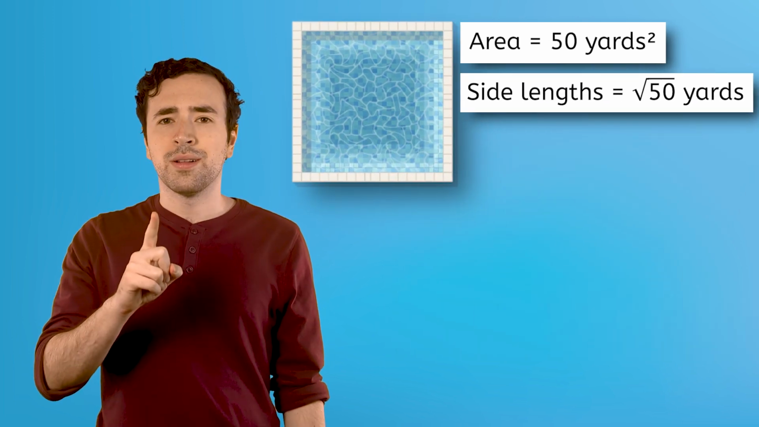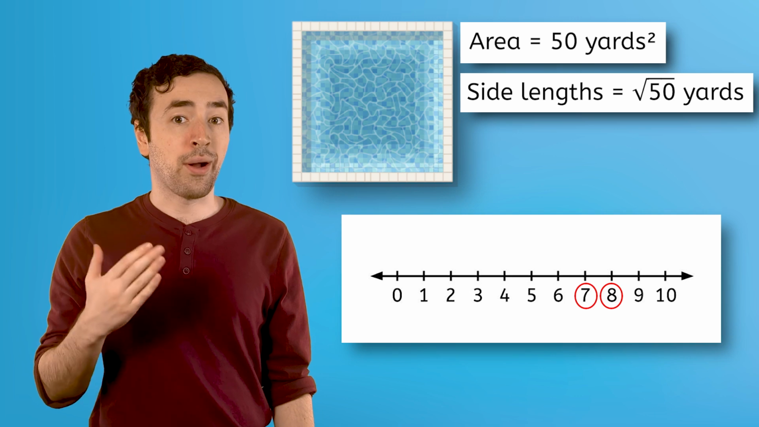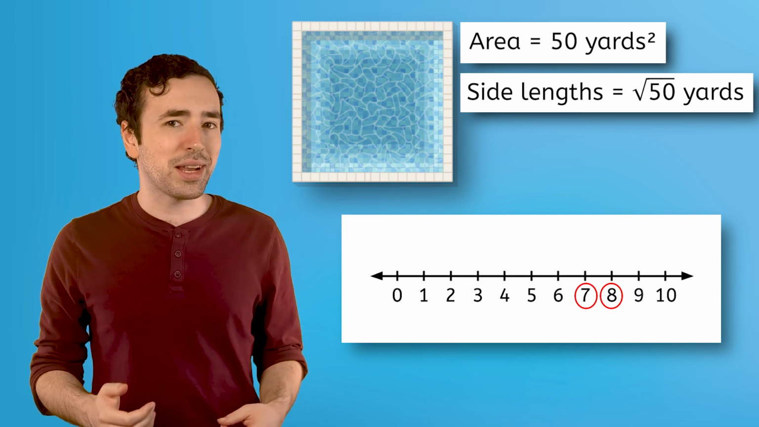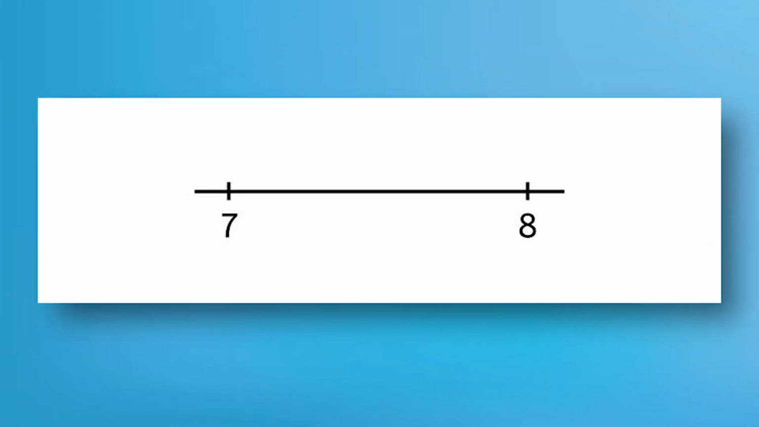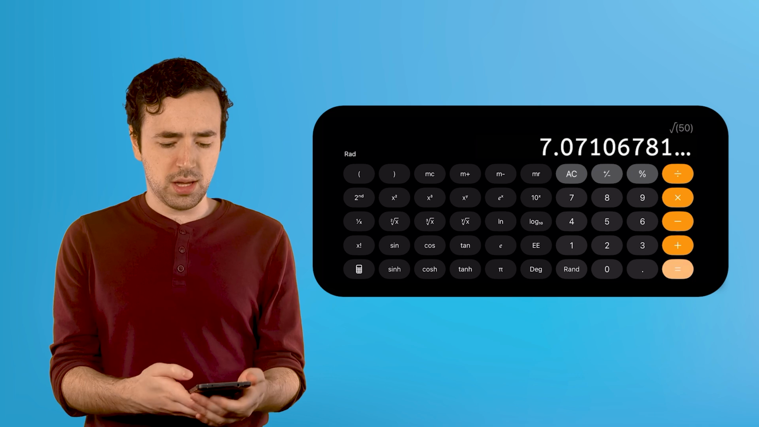Hang on though, there aren't any integers between 7 and 8, but are there other numbers between 7 and 8? Yeah, numbers like 7.5, 7 2/3, 7.1, 7.9. Those are all between 7 and 8. Maybe the square root of 50 is one of those numbers. I think I've seen the radical symbol on my calculator. Let me see what happens when I type in square root of 50.